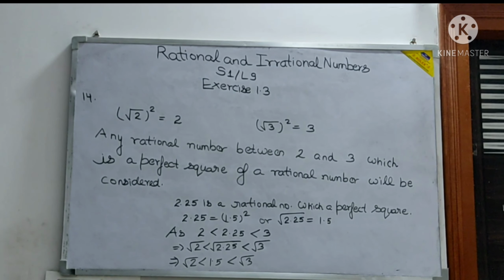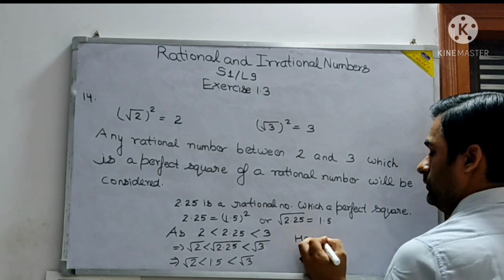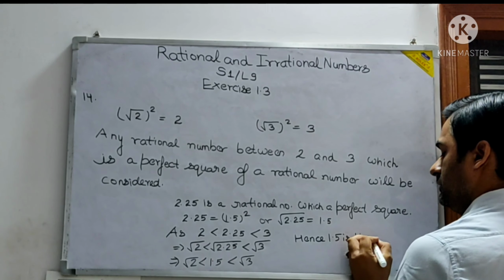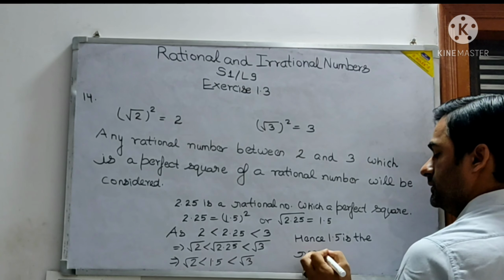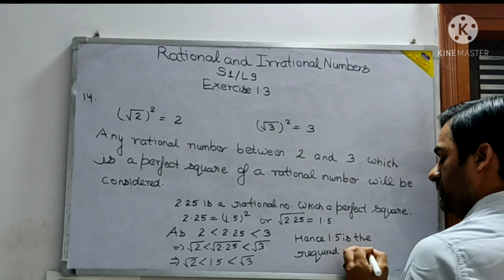So 1.5 into 1.5 will be what? 2.25. So what last will we write? Hence, 1.5 is the required rational number.